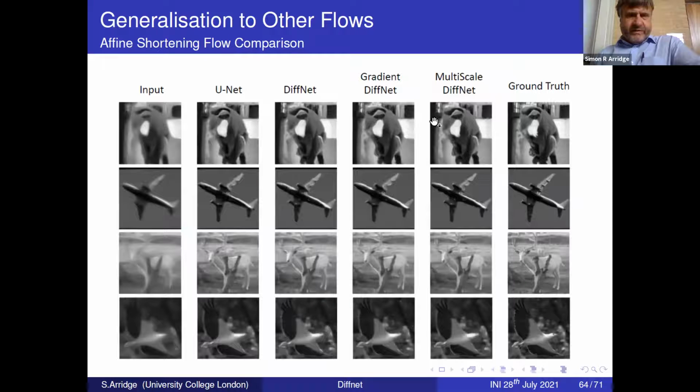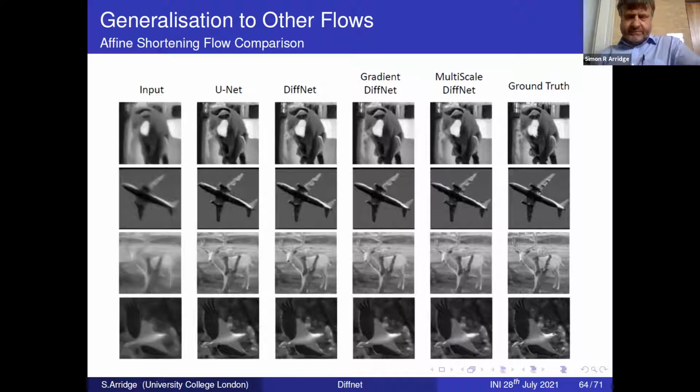So here's an example for the affine shortening flow. What we're trying to do is, this is the ground truth, and this is the affine shortening flow of that ground truth, and we're trying to learn these inversion steps. So here is UNet's version of it. Here is the previous DiffNet, gradient DiffNet, and multi-scale DiffNet. So in these cases it's not so easy to see qualitatively which may be better. We'll also look at quantitative results in a moment.